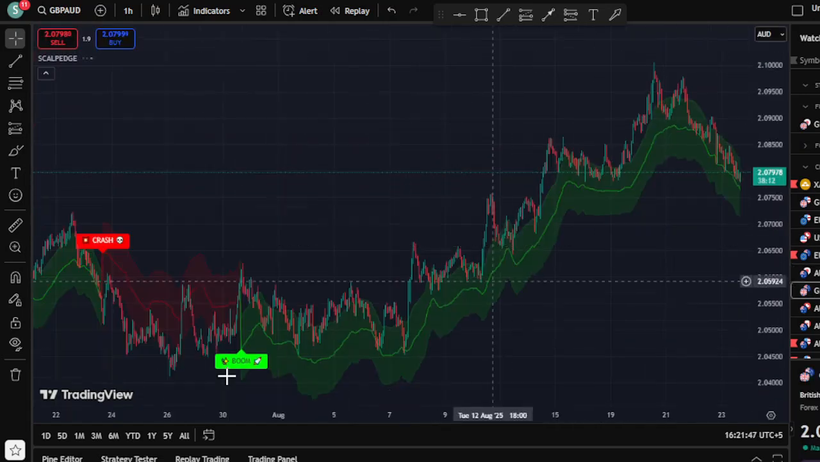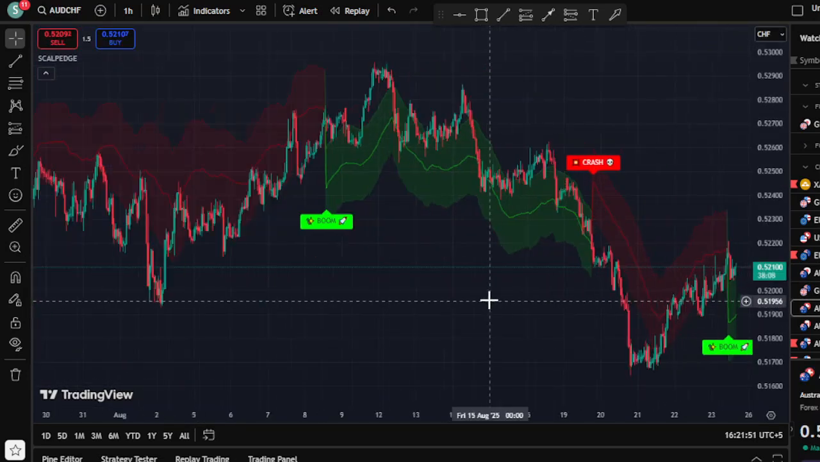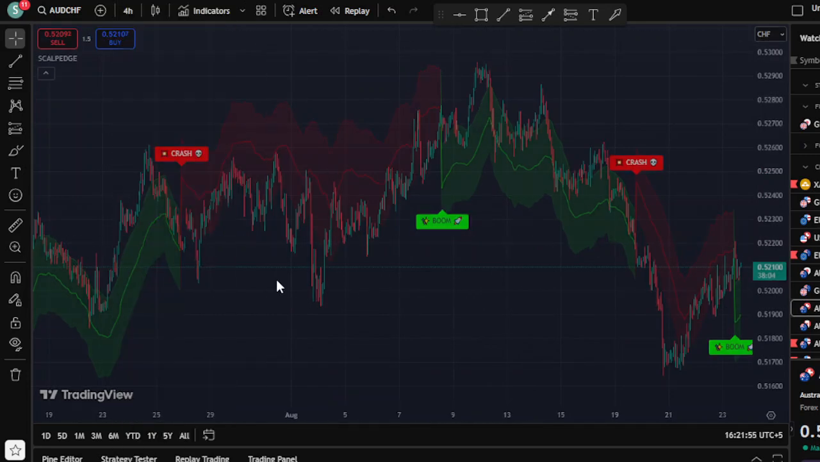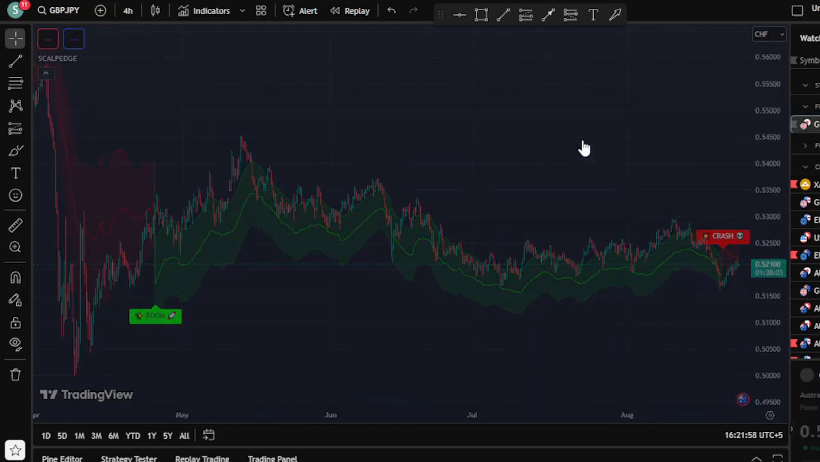Okay, now you can see everything is in front of you. Both signals are working much better on the 1 hour chart as compared to the lower one. Now I'm going to switch my time frame to the 4 hour. Now let's analyze the data again.